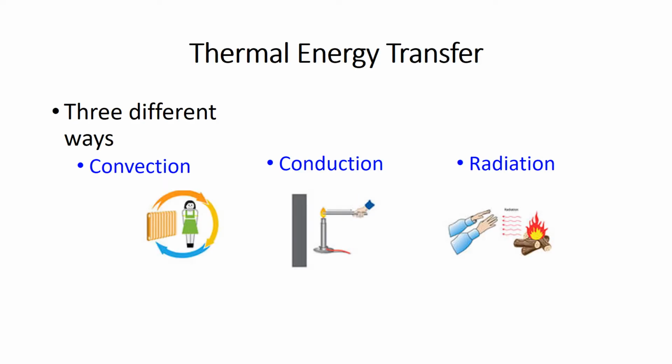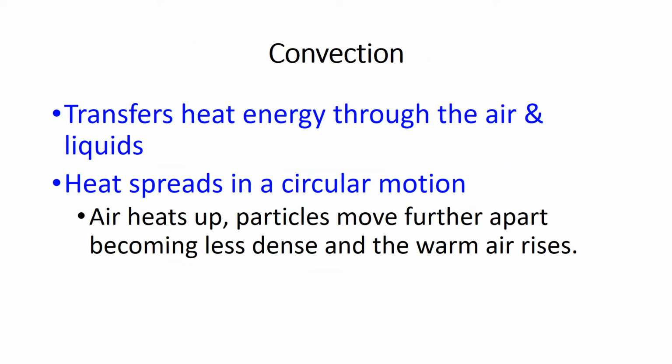So we've talked about how heat can move from one object to another, and typically it will move from a hotter object to a colder object so that it reaches thermal equilibrium. There are three different ways that this energy transfer happens. It either happens through convection, conduction, or radiation.